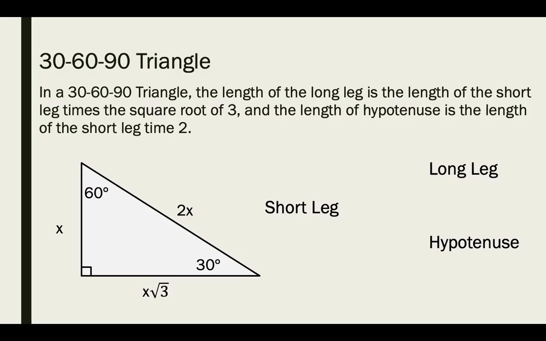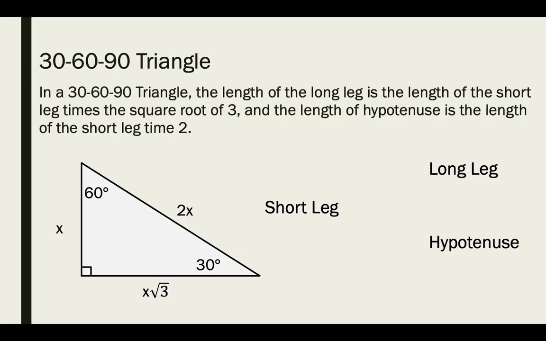And as we learned earlier on in the year, shorter sides are always across from shorter angles. Longer sides are across from longer angles. That's why our hypotenuse is always the biggest side of a right triangle, because the right angle is always the biggest angle. So in this case, we're going to have a short leg and a long leg. The short leg is across from 30. The long leg is across from 60.